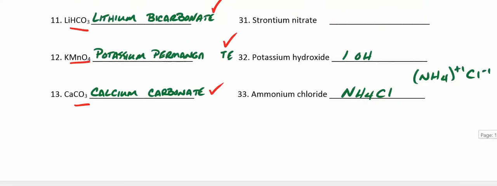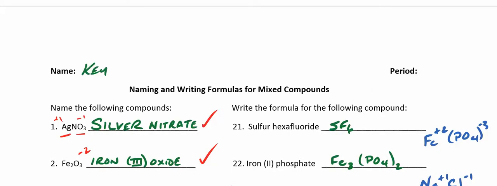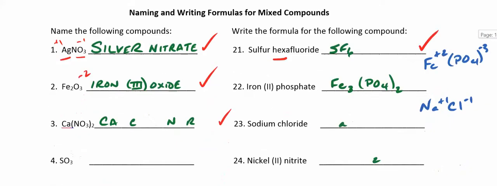All right, let's move now to compounds where we're given the name and we need to figure out the formula. Hexa indicates that this is a covalently bonded compound. So sulfur hexafluoride would be SF6. Hexa is 6. So sulfur hexafluoride, SF6. Let's look now at iron 2 phosphate.